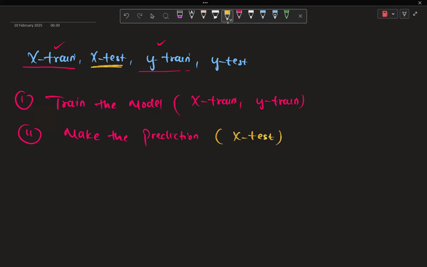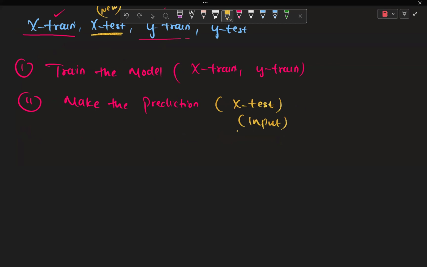Why the output? I'm talking about the input. Make the prediction on which data? X test. New input data. Is this the input or the output? Input. Okay. So when you give new input to your model, let's say this is your model. It says, I will tell you the salary of the person. So you say, okay, no problem. I will give the years of experience, which is stored in X test.